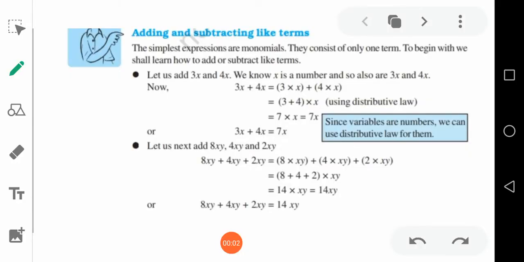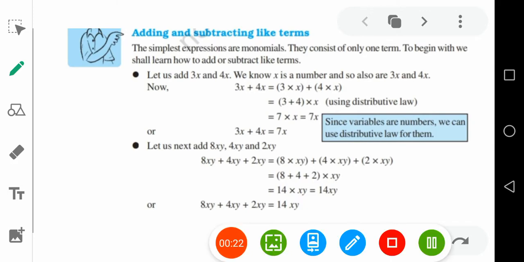Hello students, we will continue with the chapter algebraic expressions. In the previous class we were studying about like terms and unlike terms. Do you know what are like terms? Do you remember? Say some like terms. 7x, 4x, they are called like terms.